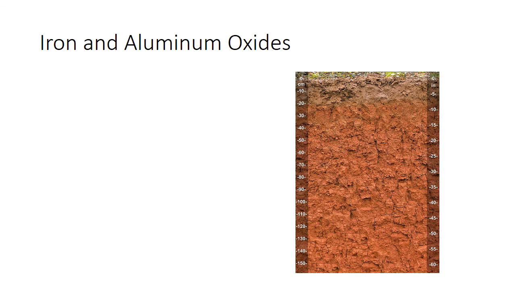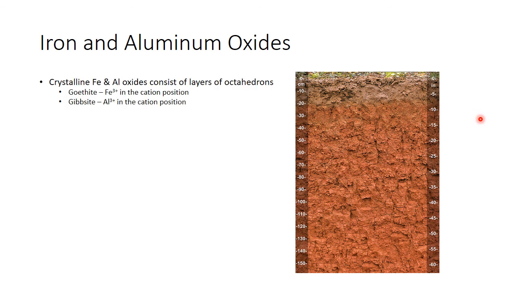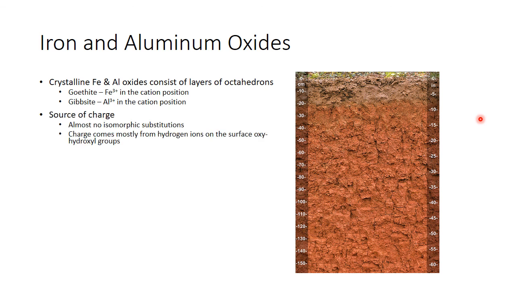The next type of colloid is iron and aluminum oxides. So some examples include goethite, which has iron 3+, and gibbsite, which has Al3+. And so these are basically rust. So iron oxides, think of rust on a car. That also occurs in the soil. So we have iron oxides of different types that give us reds and yellows and browns, our warm colors. So that's one of our main coloring agents in the soil.